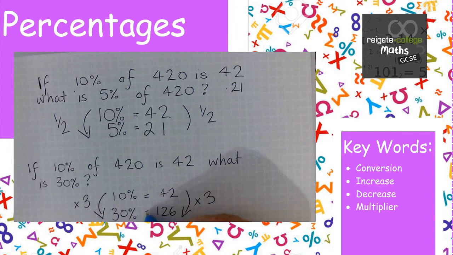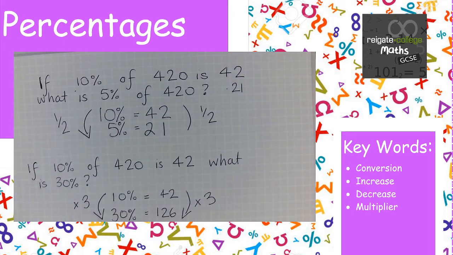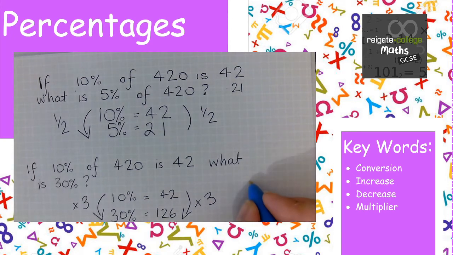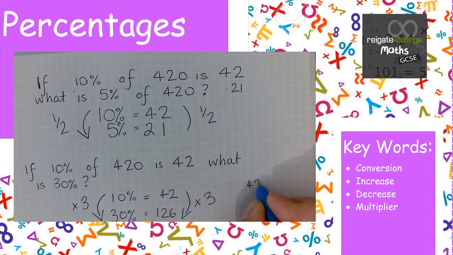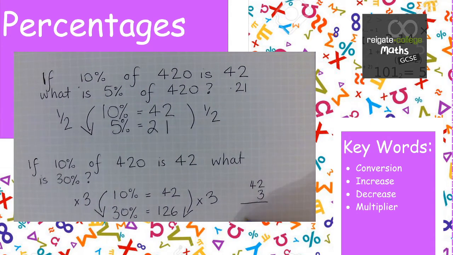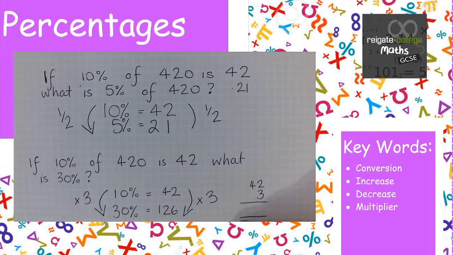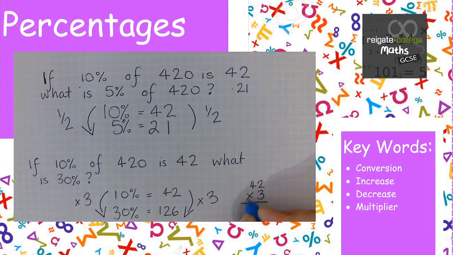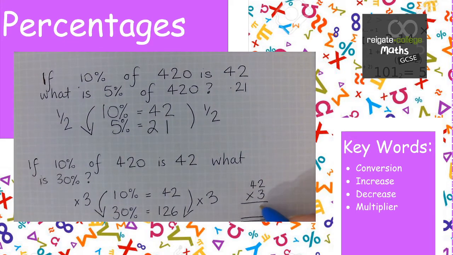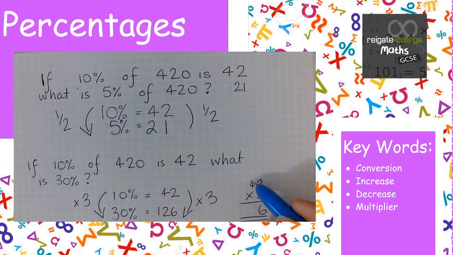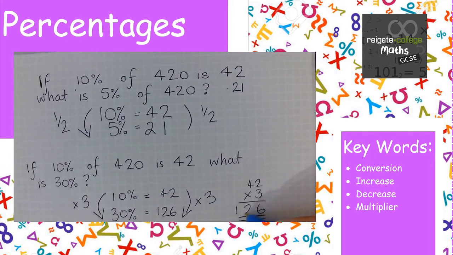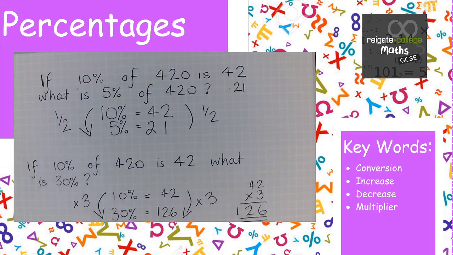126. Bearing in mind this is a non-calculator skill, so if we're not sure, a column multiplication is the best way to deal with this. However you do your multiplication, 3 times 2 is 6, 3 times 4 is 12, so my answer is 126.